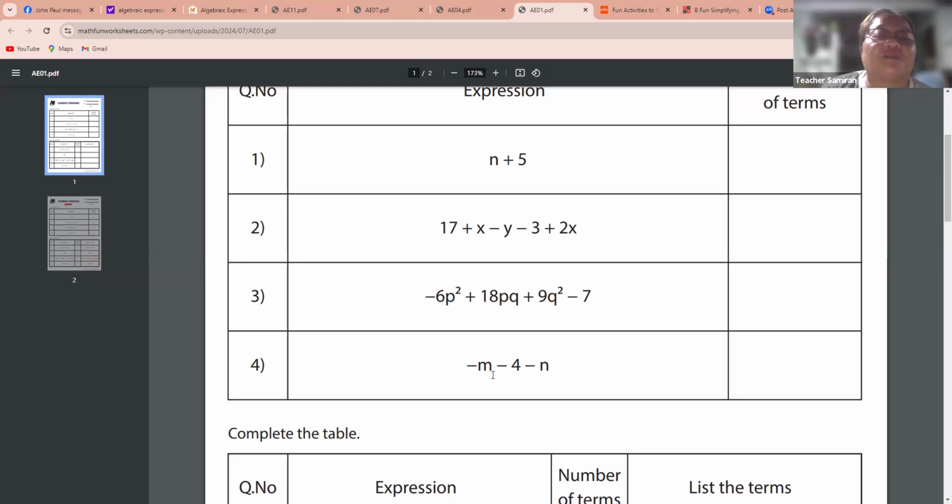So again, n plus 5, if I'm going to count the number of terms for question number 1, which has the expression n plus 5, I can say that n plus 5 is actually 2 terms. Why is it 2 terms? Because n is actually a variable with the exponent 1, while 5 is actually a constant. Take note, when you see a constant, it can also be noted.